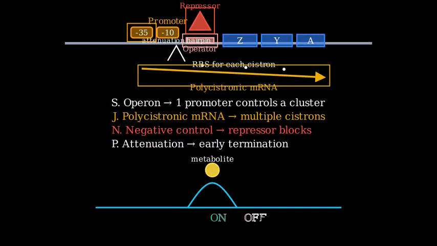RNA can regulate itself. M a riboswitch in the 5' UTR binds a metabolite to turn translation on or off. G short interfering RNA guides the RISC complex to slice target mRNA for silencing.